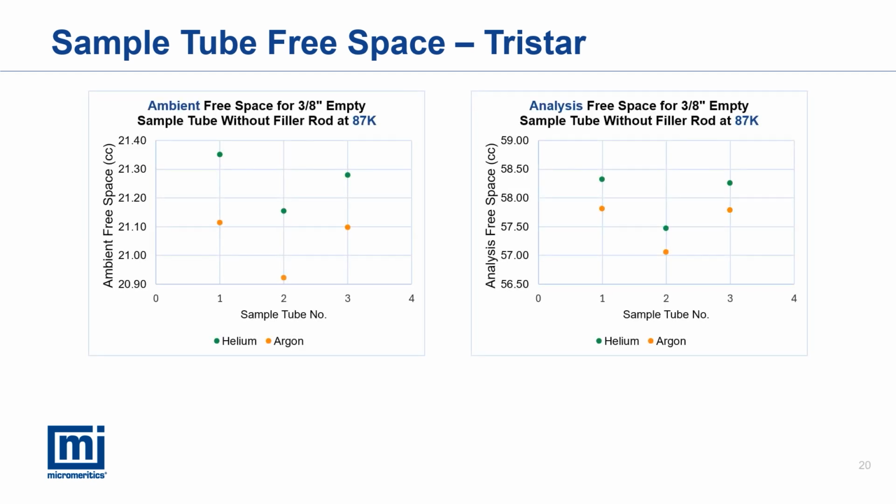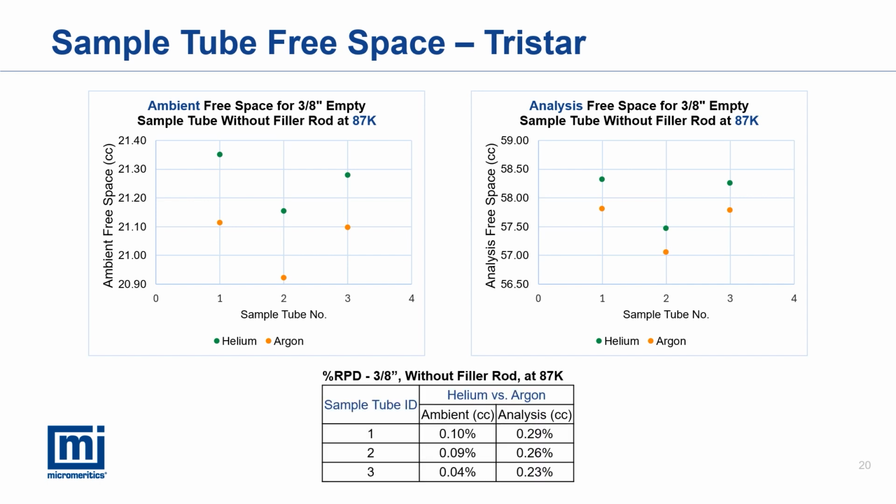The same empty 3/8" TriStar sample tubes were remeasured at liquid argon temperature. Using helium for comparison once more, the table below shows that the relative percent difference for each is also less than 1%.